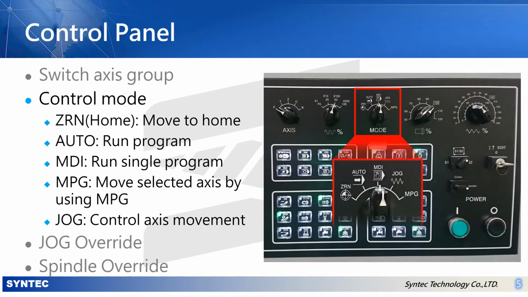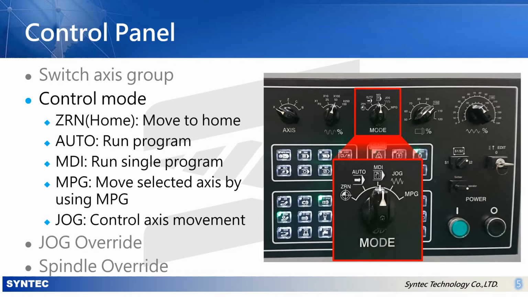The red box indicates control modes. When the user turns the rotary switch, the corresponding control mode will also show on the controller. In this example, we can see the control modes from left to right are ZRN, Auto, MDI, Jog and MPG.